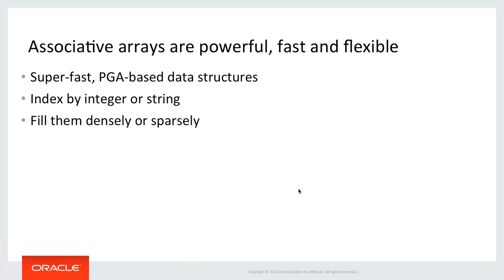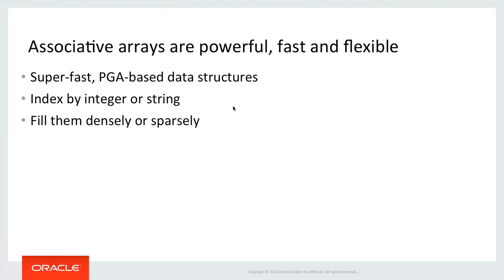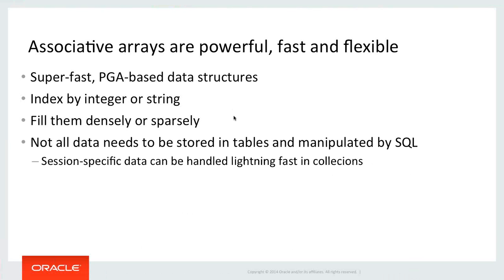I can fill them up sequentially, which is what I showed you here. This is an example of sequentially filling a collection. Get the count, how many are in the array now, and add 1 to it, so it puts it in 1, then 2, then 3, then 4. But you can also fill them sparsely. Essentially, you can emulate a primary key in an associative array.